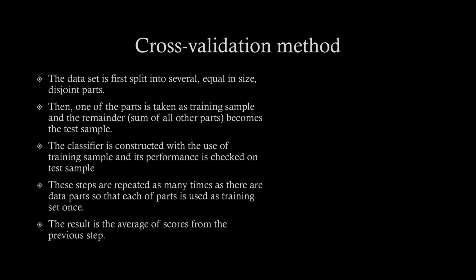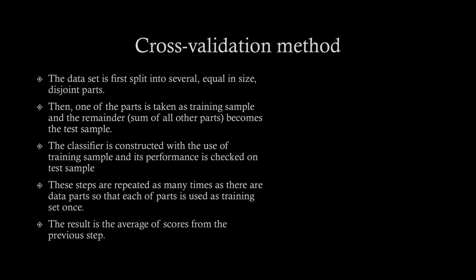The last method is the cross-validation method. The dataset is first split into several equal in size disjoint parts. Then one of the parts is taken as the training sample and the remainder, which is the sum of all parts, becomes the test sample. The classifier is constructed with the use of the training sample and its performance is checked on the test sample.